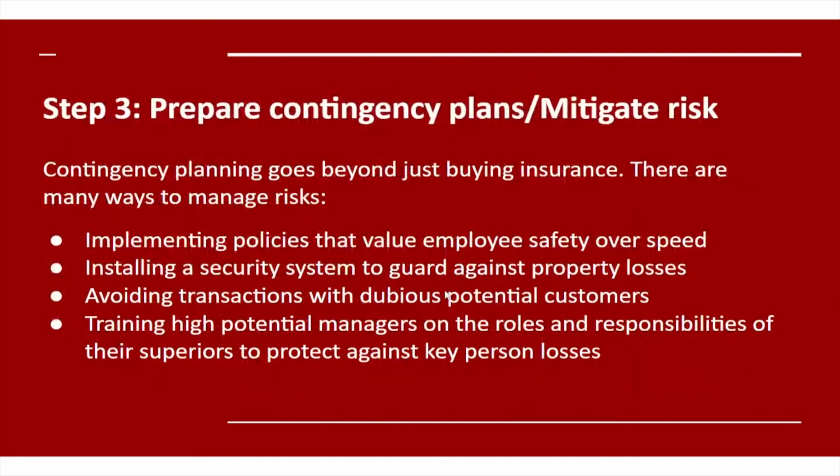This goes beyond just buying insurance. Many things need to be thought about. We implement policies that value employee safety over speed, for example. Airplanes, that's the key thing, that safety is the most important thing in the airline industry. It has to be, because companies will go bankrupt if they're not safe. Installing a security system to guard against property losses could be an example of one type of thing. Avoiding transactions with dubious potential customers. Train high potential managers on the values and the roles and responsibilities of the business and what they do.